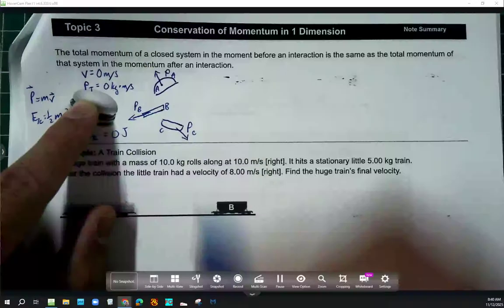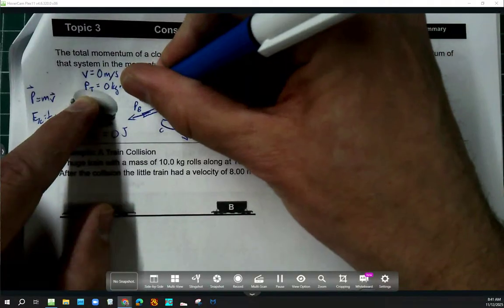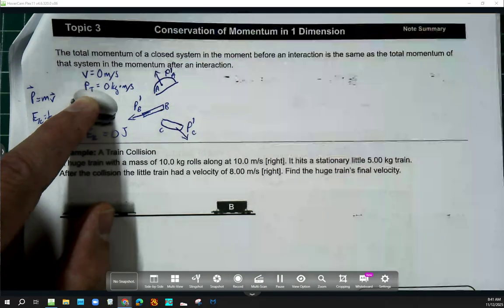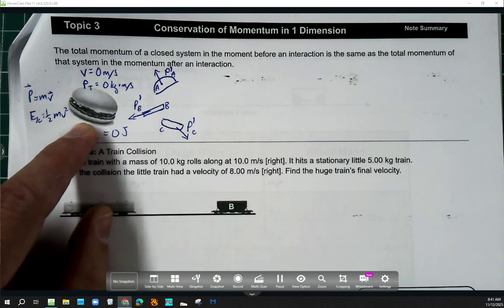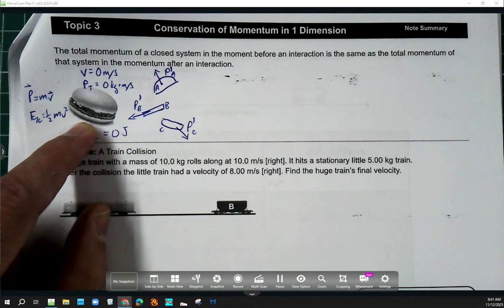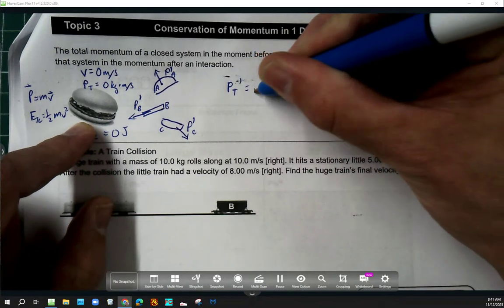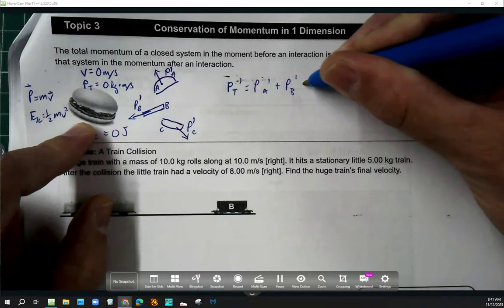But that would mean that I have P total. Notice there's no prime, so it must be before the incident, right? But I've got PB primed, PC primed, and PA primed. Now, if I was going to talk about PA before, PB before, and PC before, I would just drop the prime. But also, since it was all just kind of together, all the momentums would have been 0 because as a whole hamburger it was 0, right? And so what I could say is P total primed is equal to PA primed plus PB primed plus PC primed.